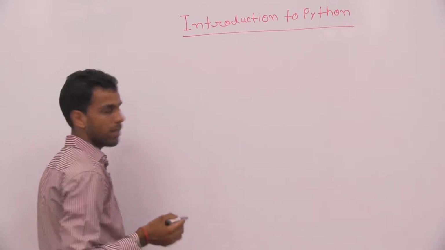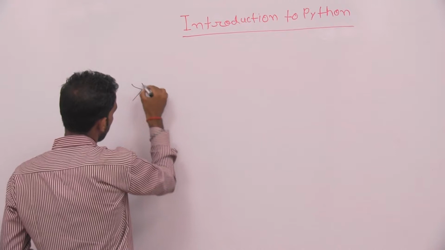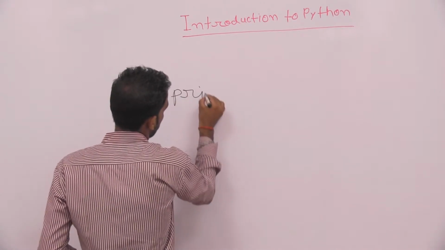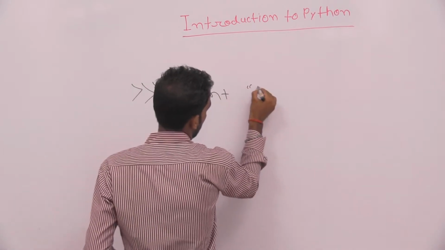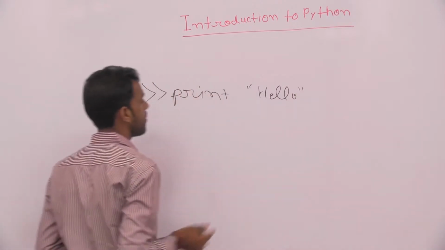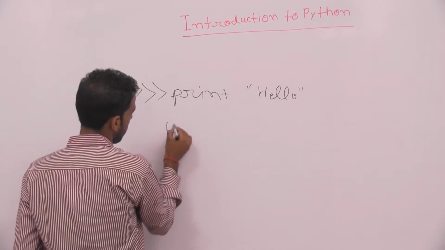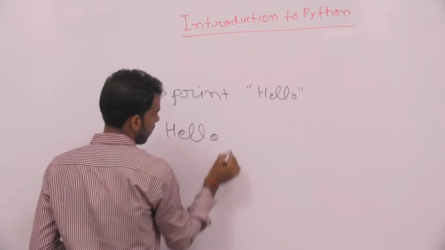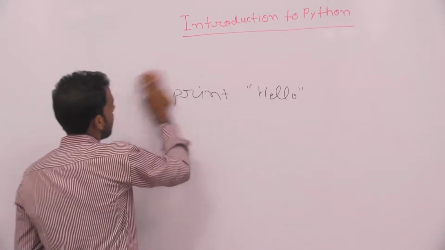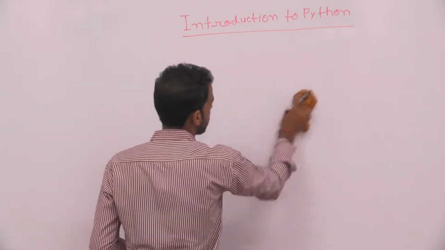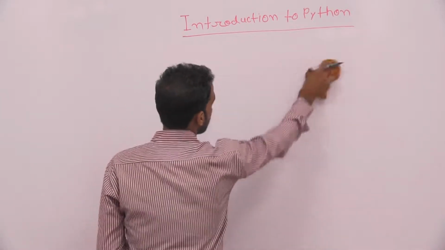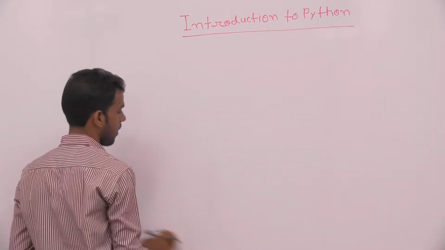After opening an IDE, you will see a primary prompt. For example, write print hello. When we press enter, we will get the output hello. So now we have learned how to write Python programs, where to write, how to set the path, and all these things. Now the next topic is Python variables.